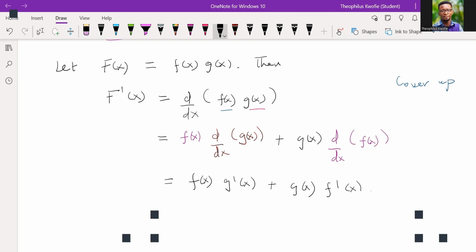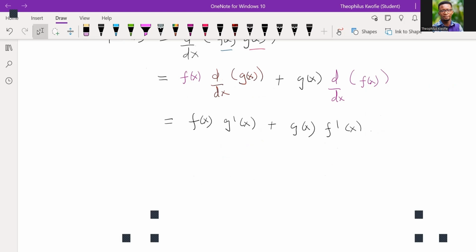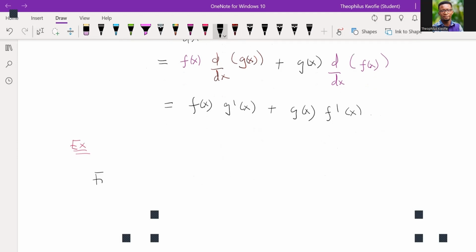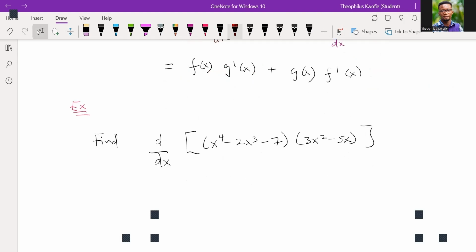So I want us to take note. At this point, let's see how best we can employ such strategies to solve problems. Okay, so let's go to the first example. Let me give you a very nice example. If I ask you to find the derivative of such a function, how do I solve this problem?